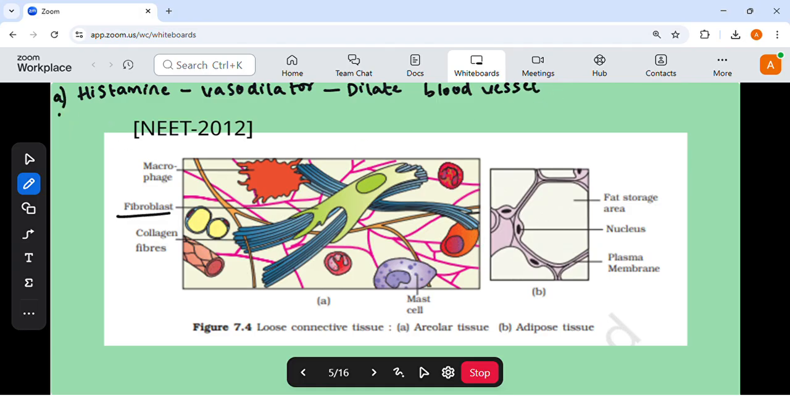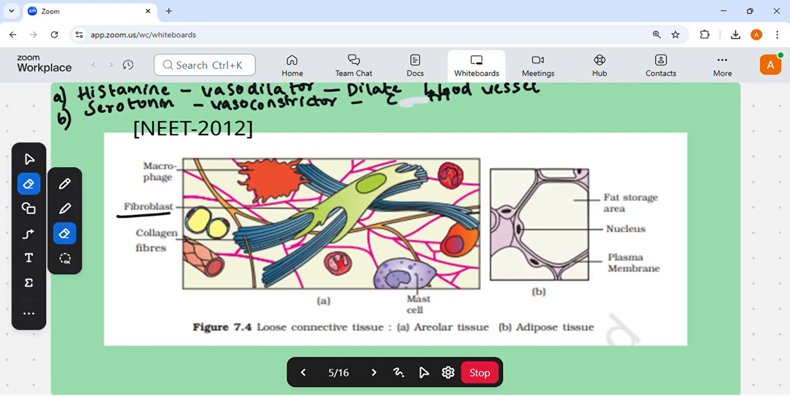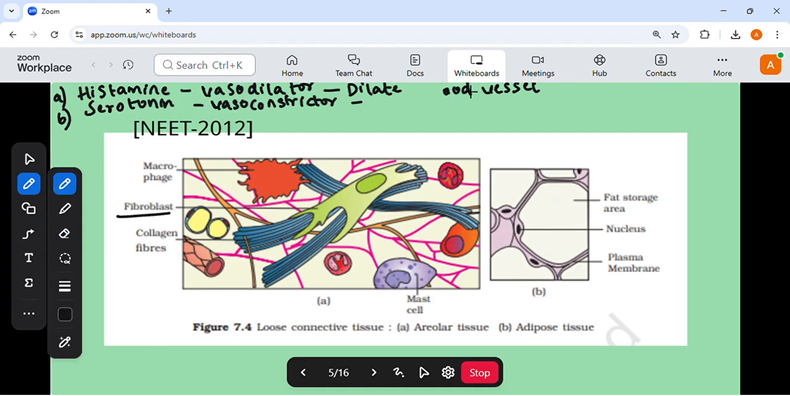Okay, then we have serotonin, which is a vasoconstrictor. So it is going to constrict the blood vessel.